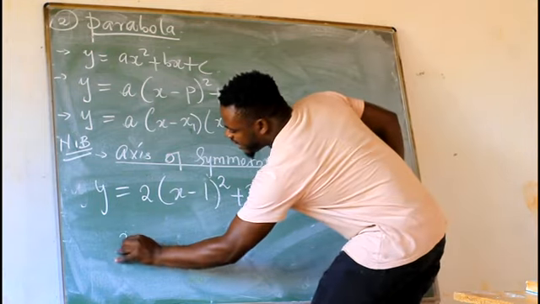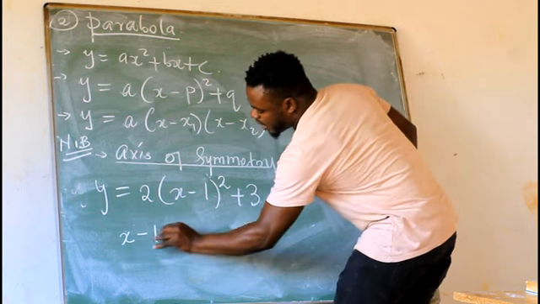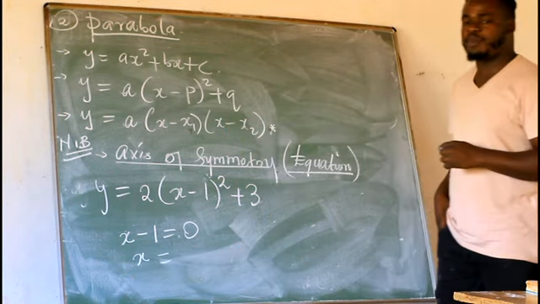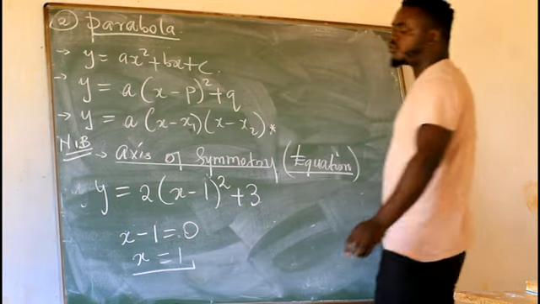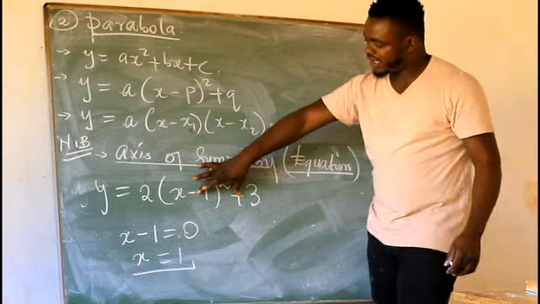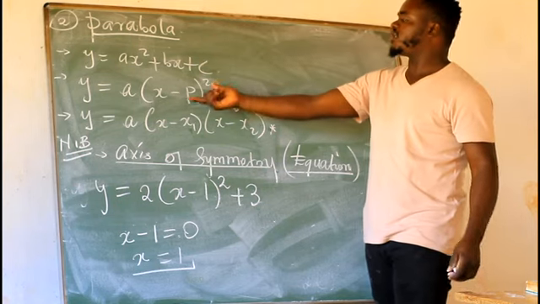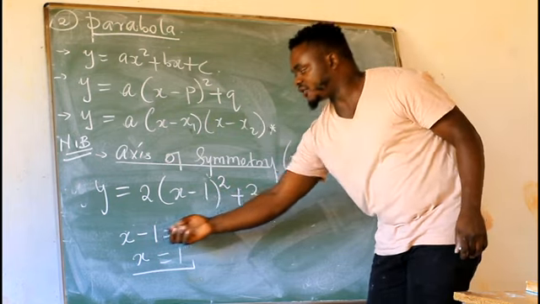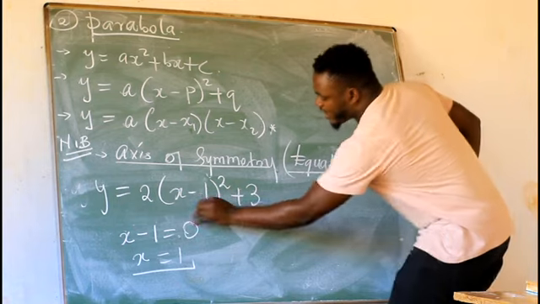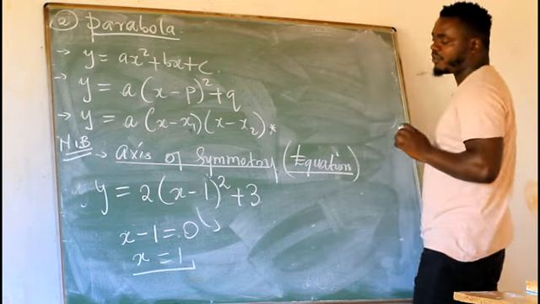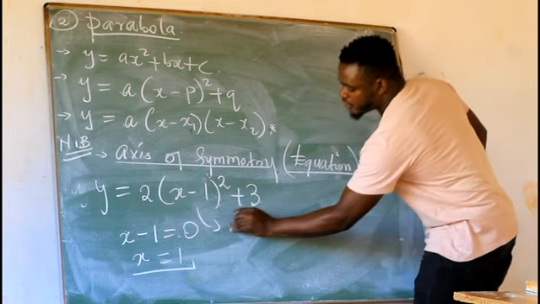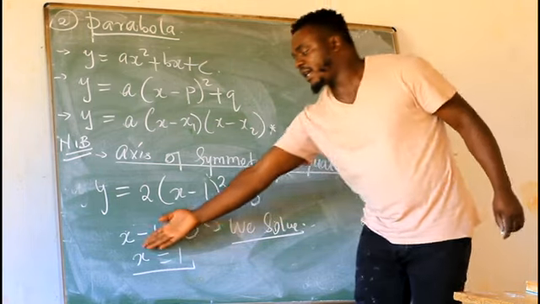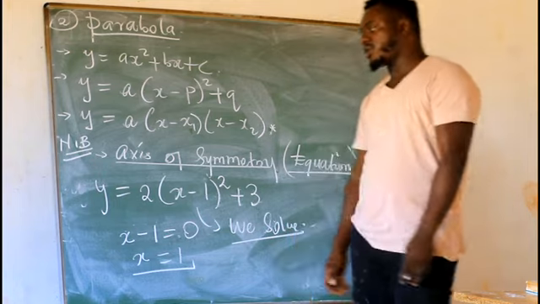Just say x minus 1 equals 0. Then x equals negative 1 moved to the other side, which becomes positive, so x equals 1. If you check, this equation is in this form. You just take the part inside the bracket, x minus 1, and equate it to 0. In other words, to find the axis of symmetry when the equation is given in this form, we just solve: x minus 1 equals 0, then x equals 1.